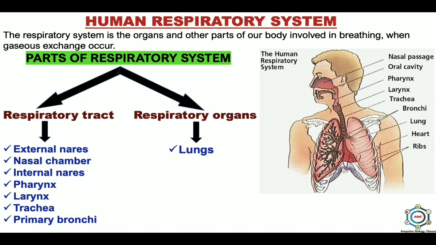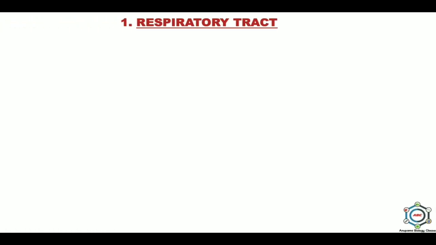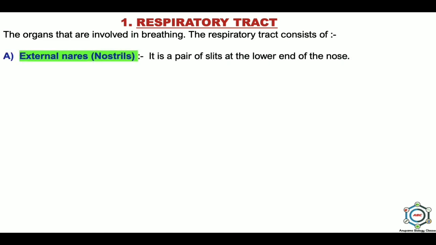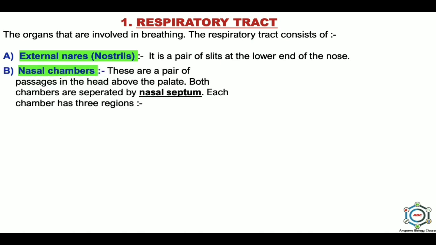We will discuss here each and every part of the respiratory system in detail. So, the first is the respiratory tract. The organs that are involved in breathing are called the respiratory tract, and the respiratory tract consists of, first, the external nares. External nares is also known as nostrils. It is a pair of slits at the lower end of the nose and it opens into the nasal chamber.